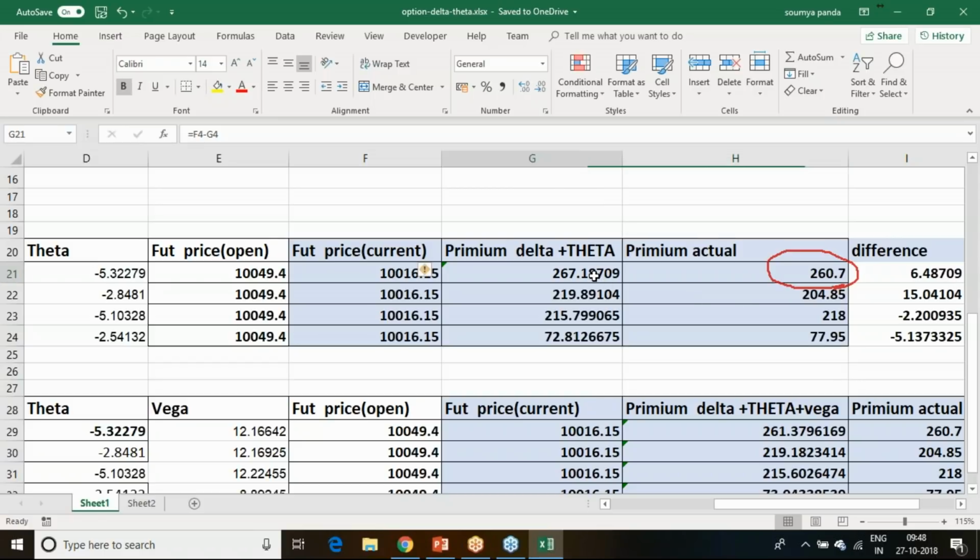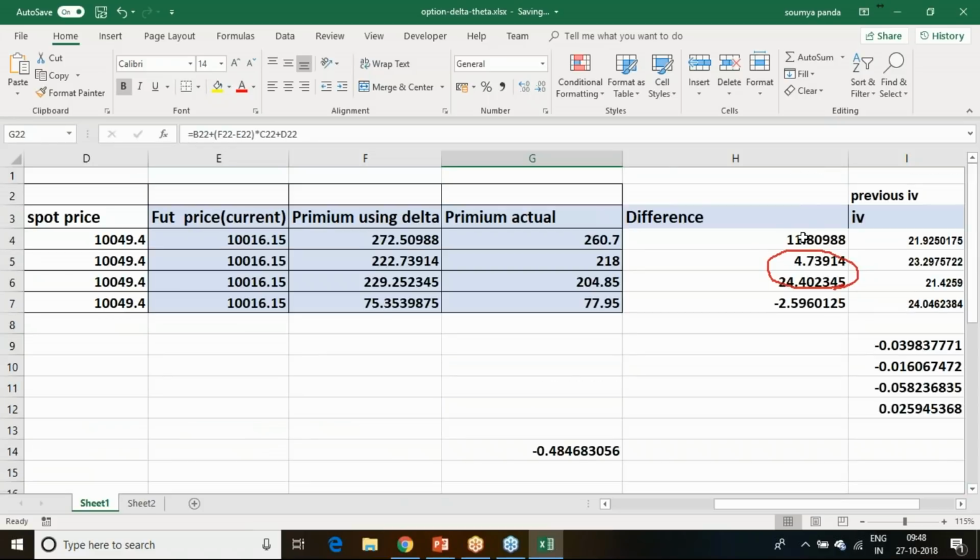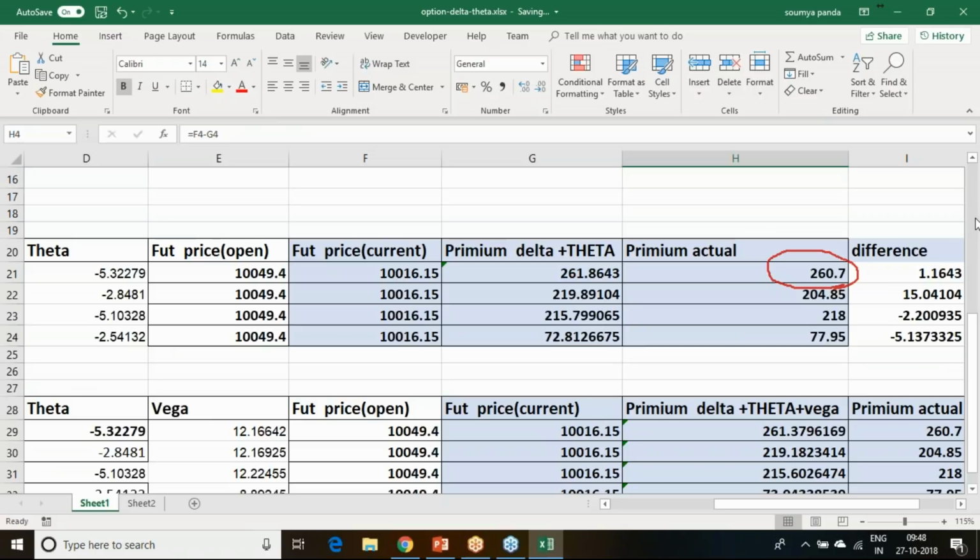So whenever holidays are there, count how many days of holidays there are, and take the same amount of theta. 2 days holidays are there, so I am taking 2 days here, Saturday and Sunday. My next trading day will be Monday. So Friday itself that price is going to be impacted. Now the 11 rupees difference you had here, 11 rupees 81 paise, has come down to 1 rupee and 16 paise. Great adjustment you have done here.